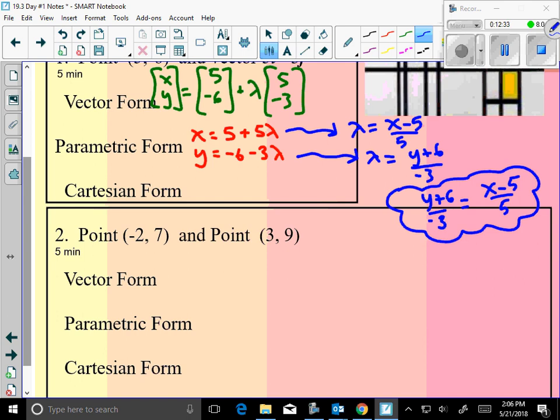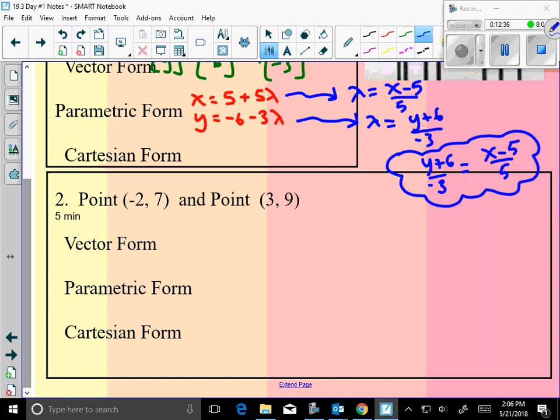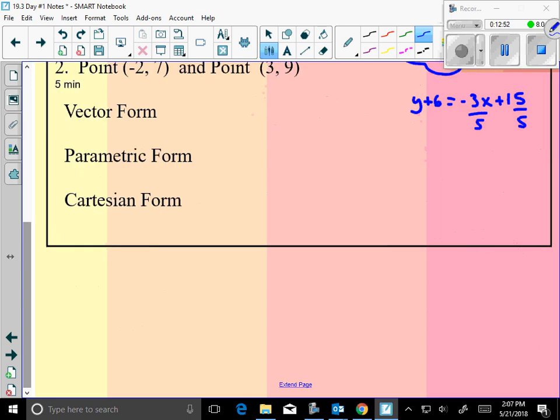But if you want to come up with the Cartesian equation just isolating y, well, I'd multiply both sides by negative 3. And notice how I split the terms. Okay, and then from there, I'm going to subtract 6. And what would that be? That's 3, that's 6, that'd be minus 3. That'd be the equation of the line that would represent that vector.